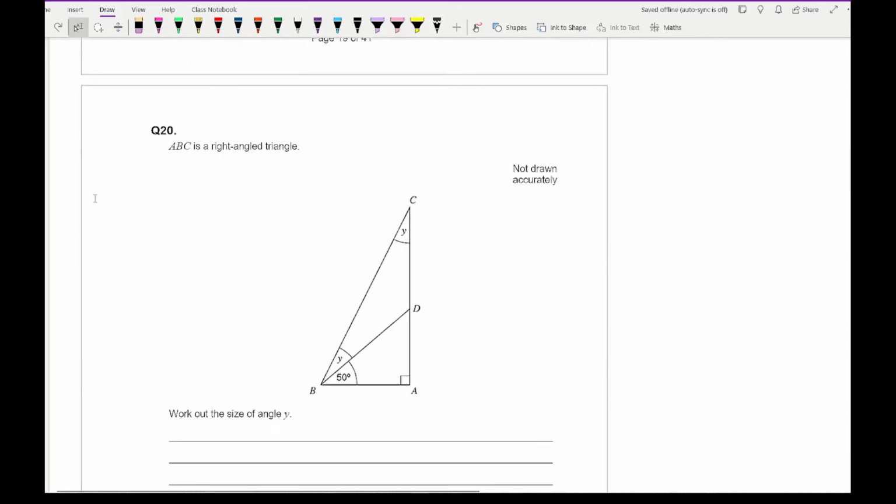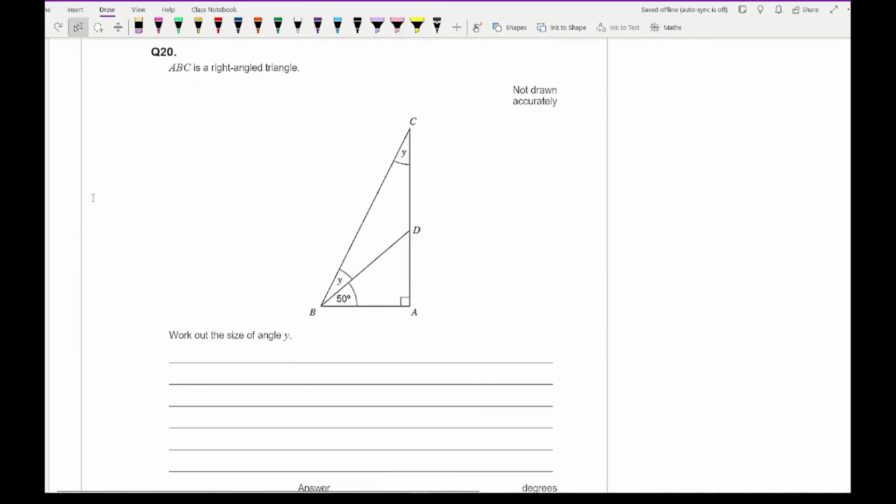Then moving on to question 20, it says ABC is a right angle triangle. Work out the angle Y. Well, from this, I can work out what this angle here is first by doing 180 minus 90, which is 90, take away 50, which leaves me with 40 degrees.